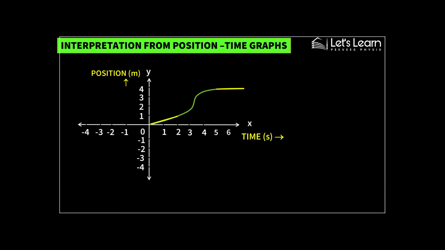Now, another graph. Look at this graph. You can see constant slope. So until 2 seconds, it's moving with a constant velocity, uniform motion. And thereafter, you can see the slope of the graph changes. Slope increases and then decreases. Steepness of the graph increases and then decreases. So slope increases and then decreases for this part.